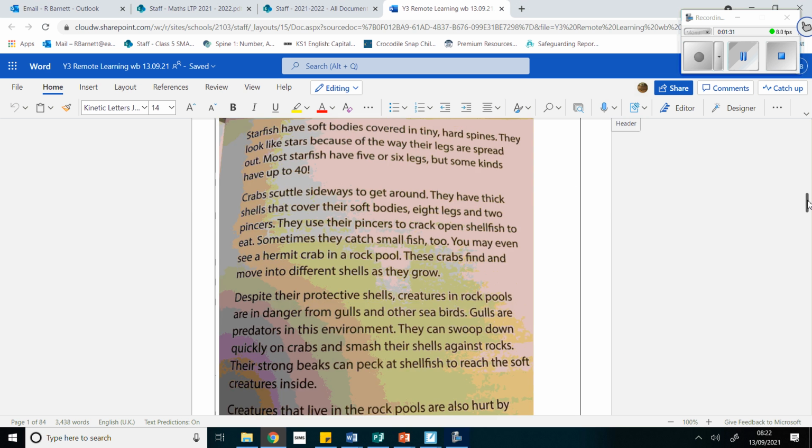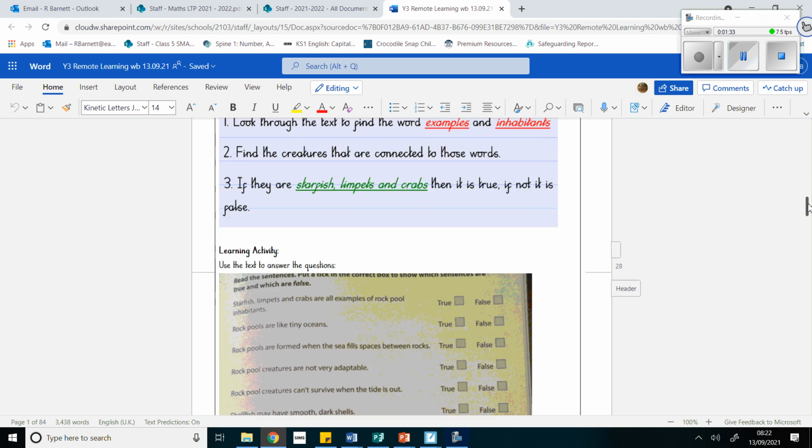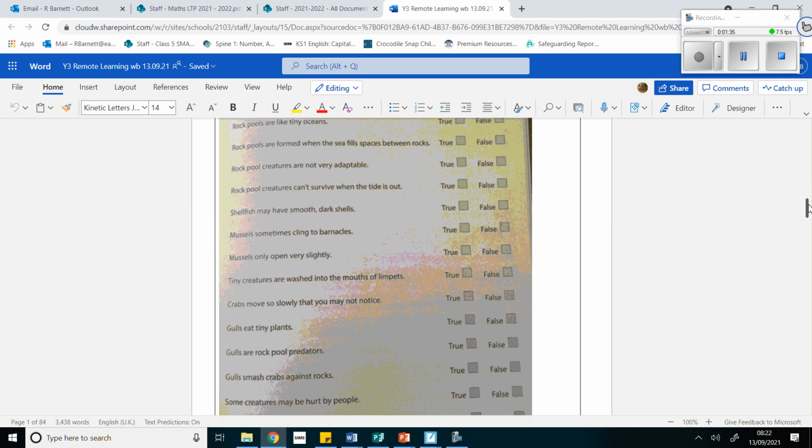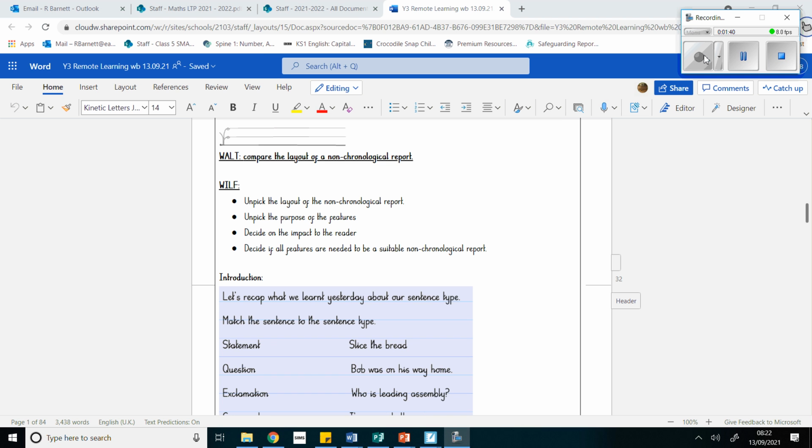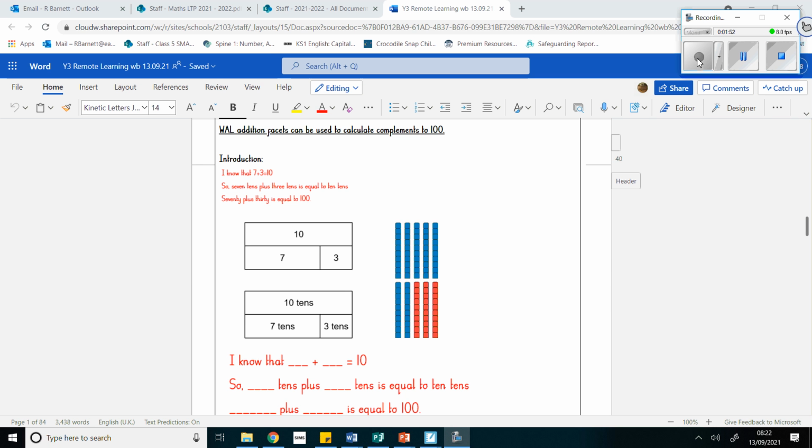So you're going to be using this text and then answering the questions in the learning activity by ticking whether they are true or false. For English, we're learning to compare the layout of a non-chronological report. So you're going to be looking at two different types and then comparing them, seeing which one's better and which one you think would work best for your own non-chronological report.